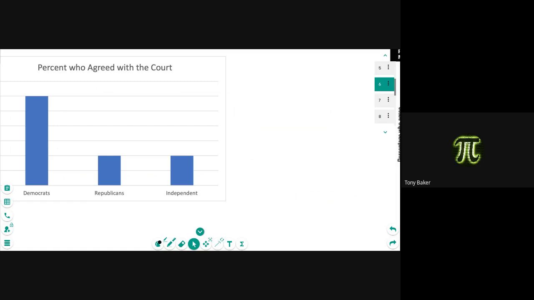Okay. So this says percent who agreed with the court. You don't know the court case. You don't know the numbers, which I slid off on purpose. Actually, I'll tell you the court case. The court case is fine. I slid the numbers off on purpose.